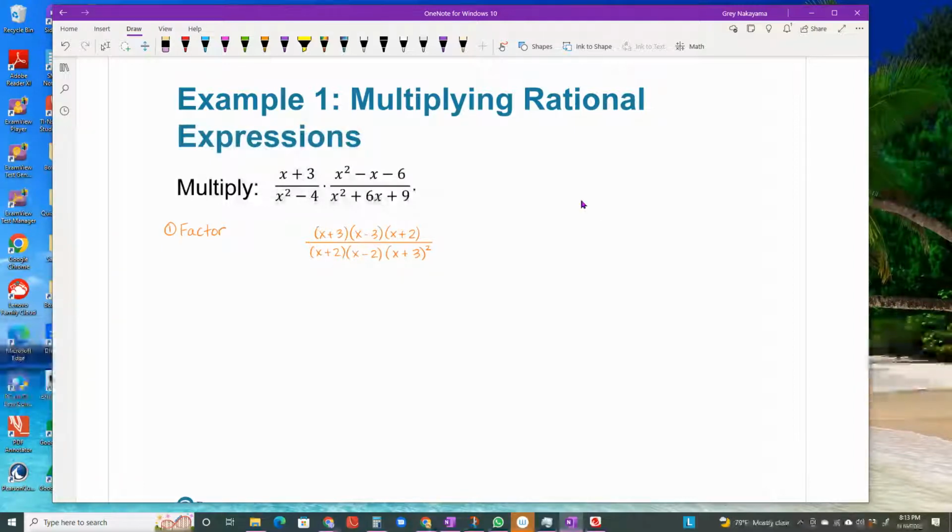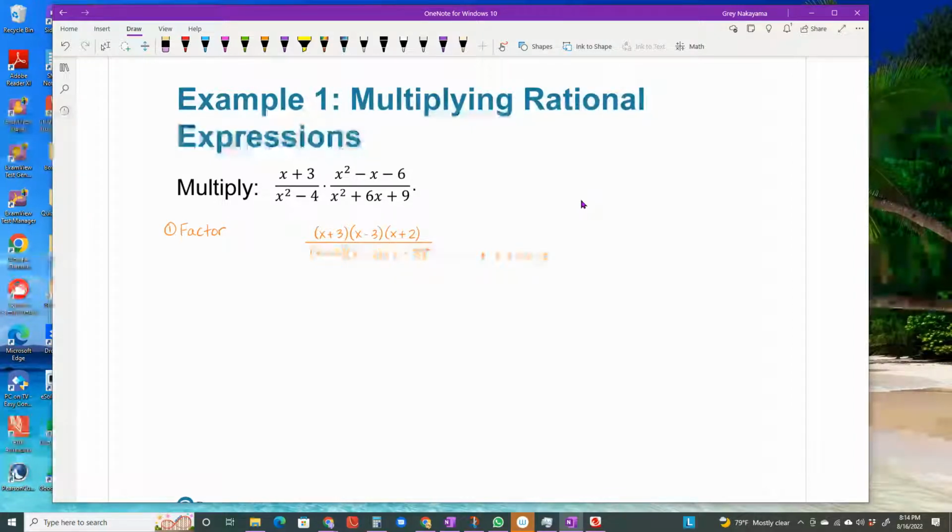At this step, you need to be aware of our denominator and what x cannot be. So remember, we're looking at it and saying what makes the bottom 0. So each factor, in the first factor, x plus 2, negative 2 makes it 0. Positive 2 makes the second one 0. And then that last one, x plus 3 quantity squared, is going to be negative 3.